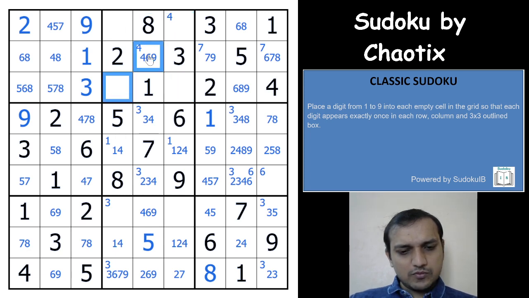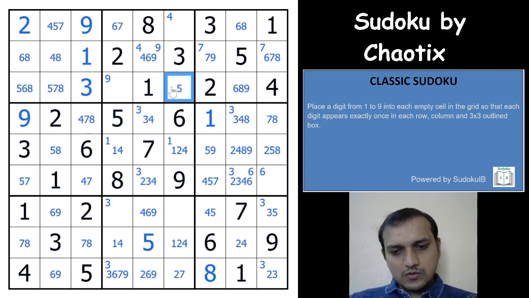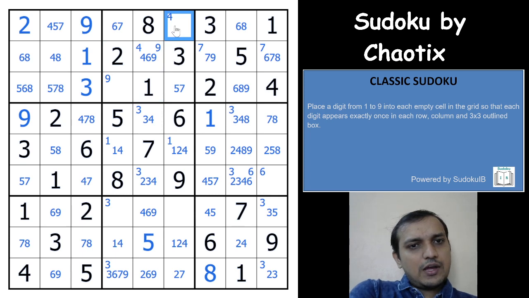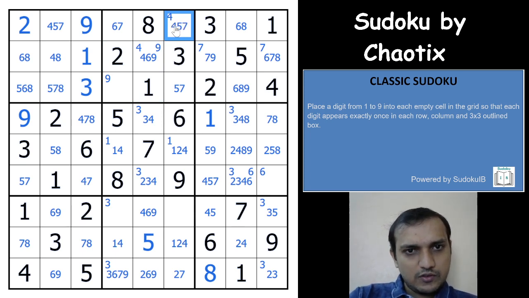Okay, so 9 is in one of these two cells. So 1, 2, 3, 4, 5, 6 and 7. So this is 6, 7, 5, 7. 4, 5, 6 and 7. 6, 4, 5 and 7 here.